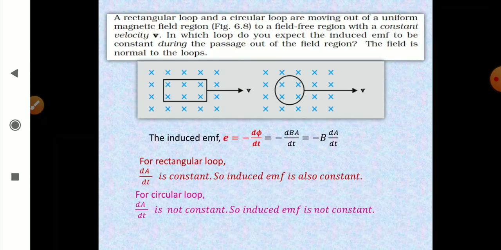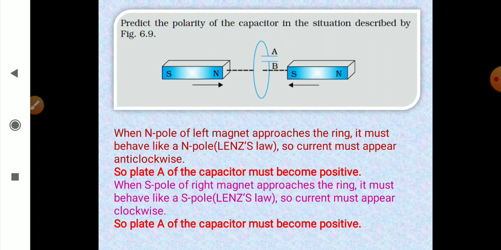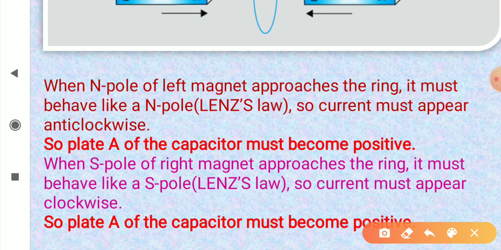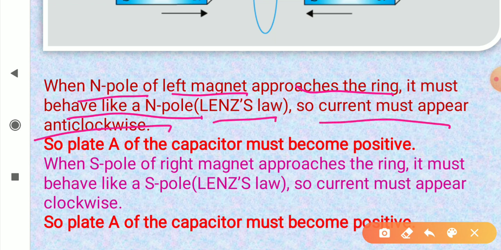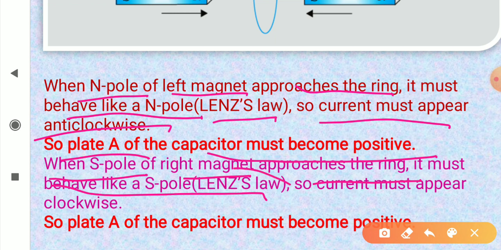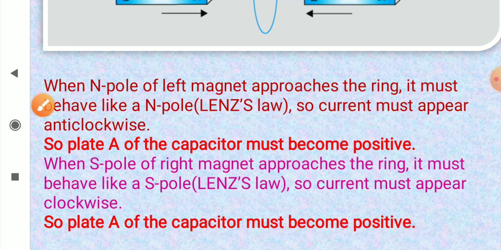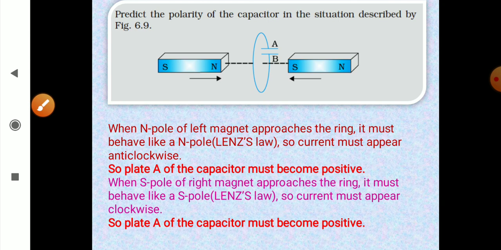So according to this figure, when the north pole of the left magnet approaches the ring, it behaves like a north pole. Now according to Lenz law, the current must appear anticlockwise. So the plate A of the capacitor must become positive. When the south pole of the right magnet approaches the ring, it must behave like a south pole according to Lenz law. So the current must appear clockwise. So plate A of the capacitor must become positive in both the cases. Right?